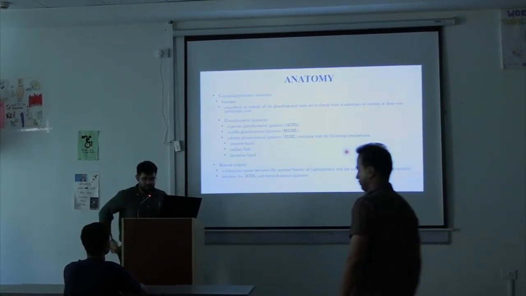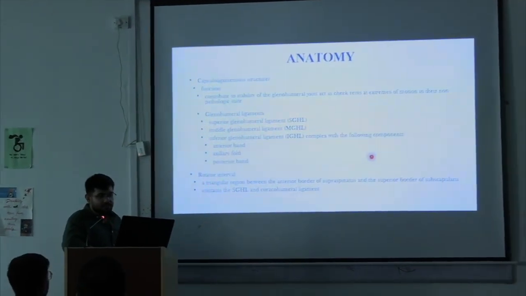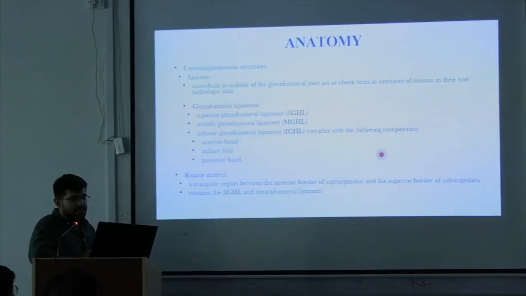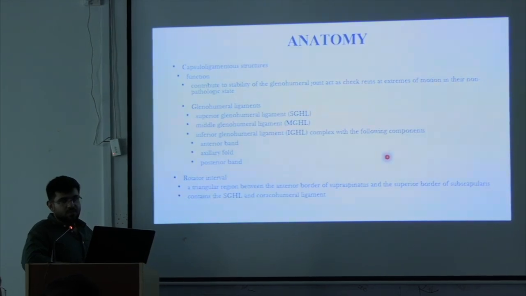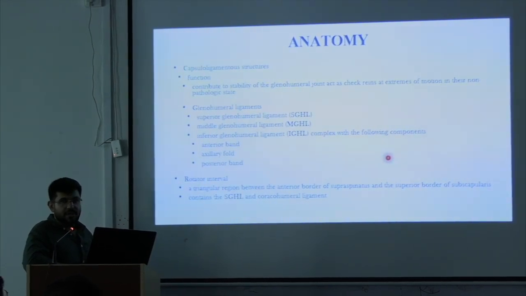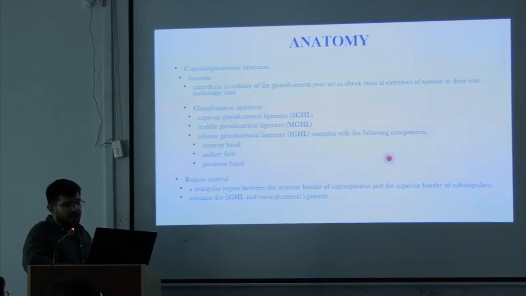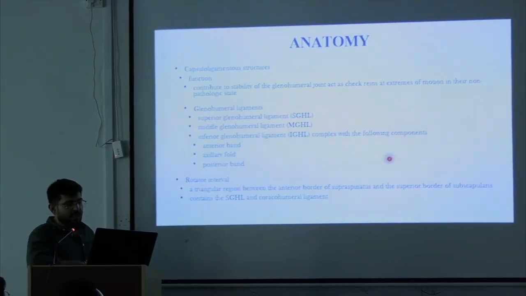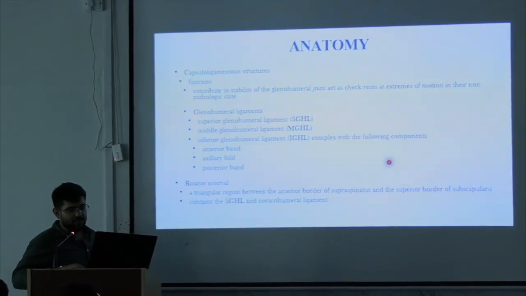Inferior glenohumeral ligament has three bands: anterior band, axillary fold, and the posterior band. And then comes the rotator interval. It is the most important thing which you have to learn in the pathology of frozen shoulder. And what is the rotator interval? It's a triangular region between the anterior border of the supraspinatus and the superior border of the subscapularis. It contains the superior glenohumeral ligament and the coracohumeral ligament.